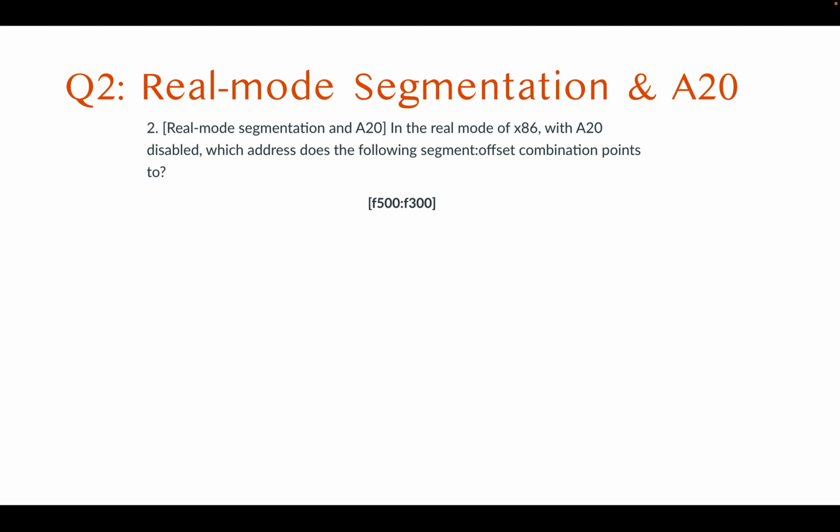Next one is also about real mode segmentation and A20. What's important here is to check whether A20 is enabled or disabled. Let's take a look at the question. In the real mode of x86 with A20 disabled, so we should ignore the address bit at 20. Which address does the following segment offset combination point to? F500, F300. Then let's calculate that.